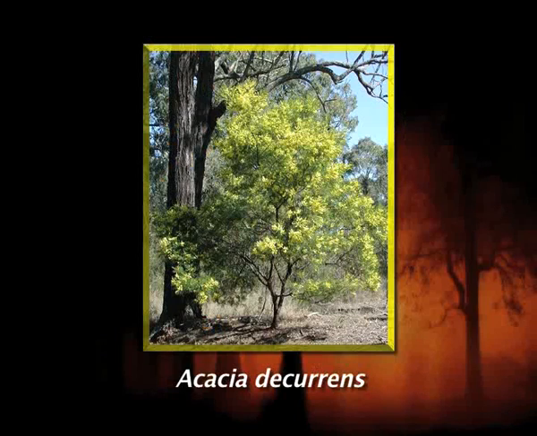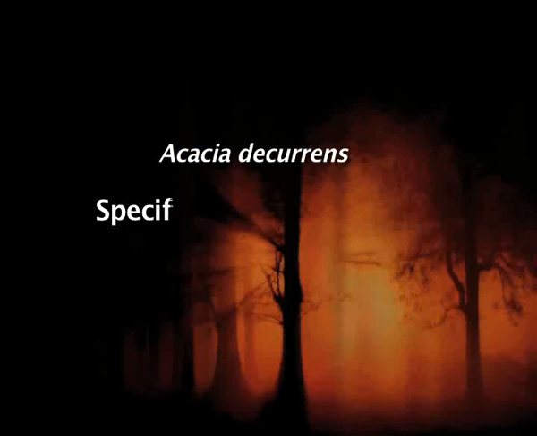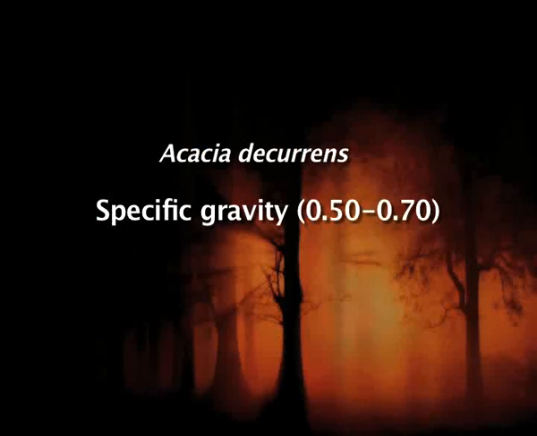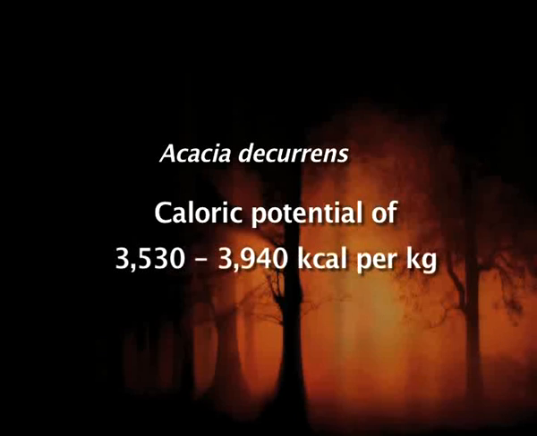After this, we'll study Acacia decurrens. Acacia decurrens yields excellent fuel wood and charcoal and is proved suitable firewood in many countries. The wood is not suitable for sawn timber because of its small dimensions. It does make a good firewood though, with a specific gravity of 0.50 to 0.70. According to one report, it has a calorific potential of 3,530 to 3,940 kilocalories per kilogram.